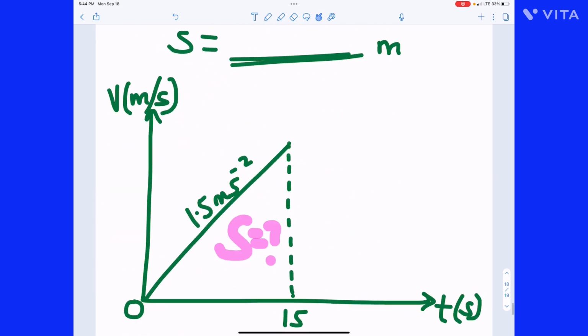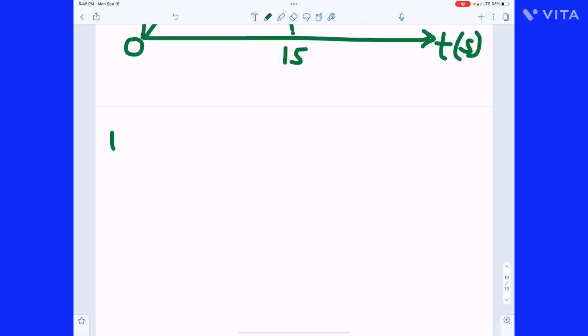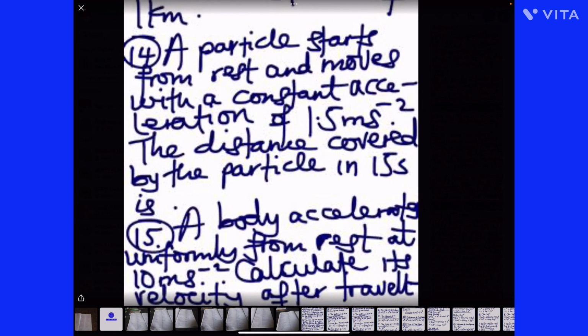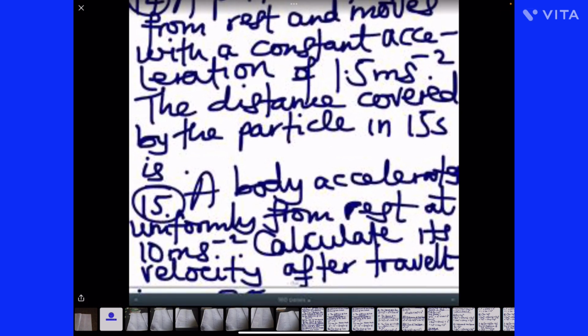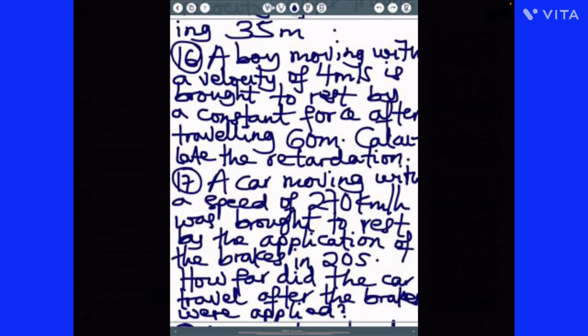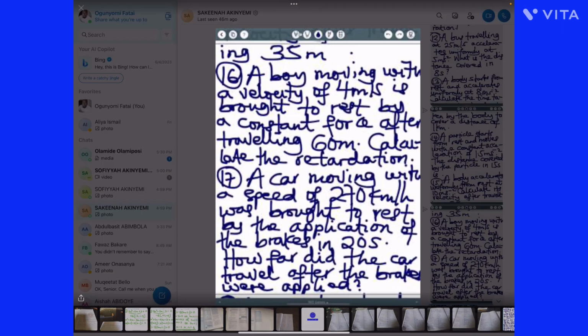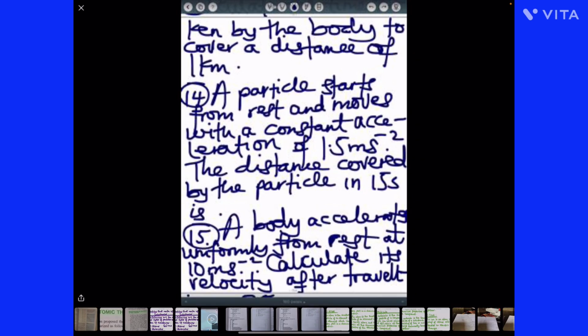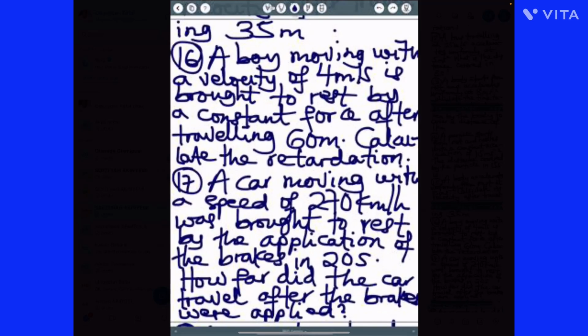Let's go to question 15. What do we have in question 15? These are all simple questions. Every time one pops up, you should not run away. A body accelerates uniformly from rest at 10 meters per second squared. Calculate its velocity after traveling a distance of 35 meters.